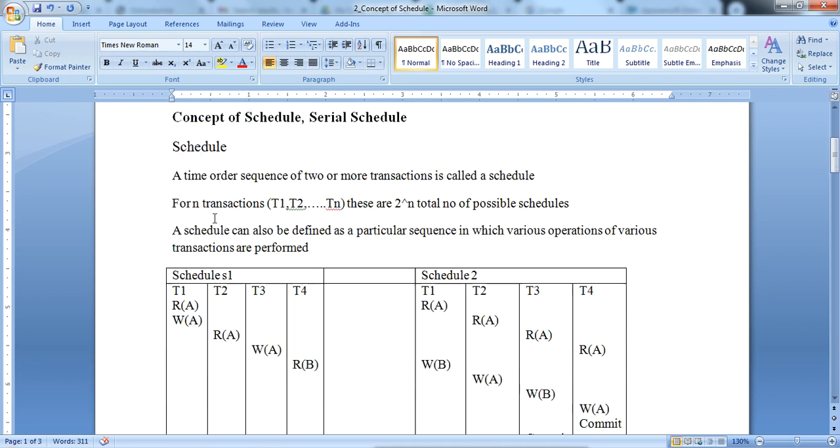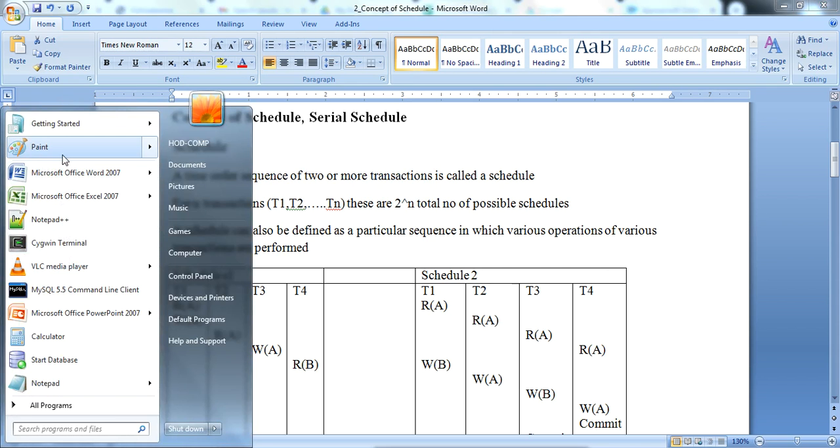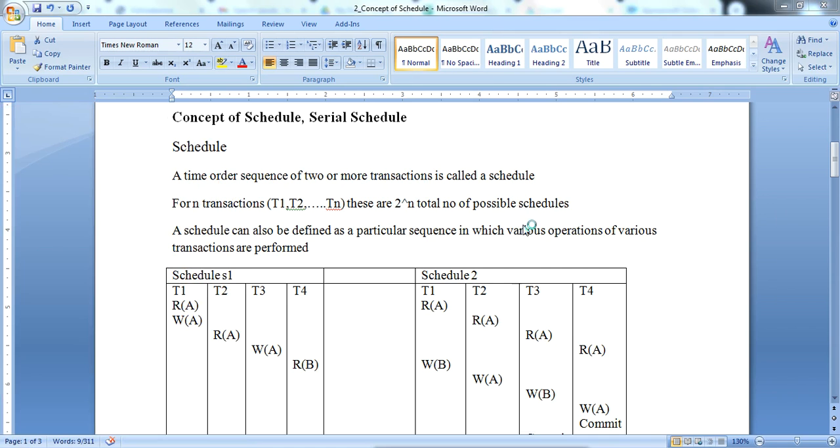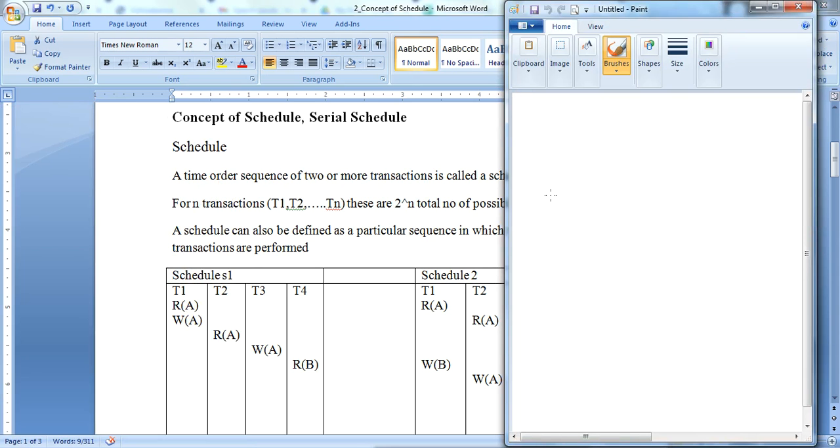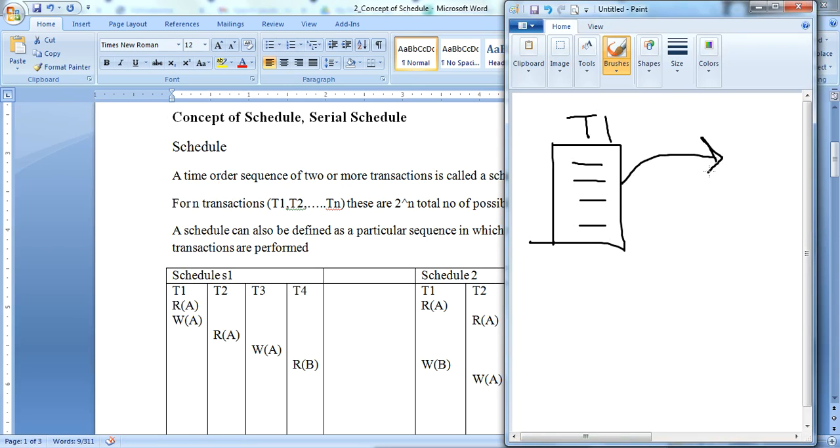Now the first thing: what does schedule mean? A time-ordered sequence of two or more transactions is called a schedule. Like the definition of a transaction, it is a set of actions executed on a particular database. This is transaction 1. It contains some actions which affect the database, and that is a transaction, right?